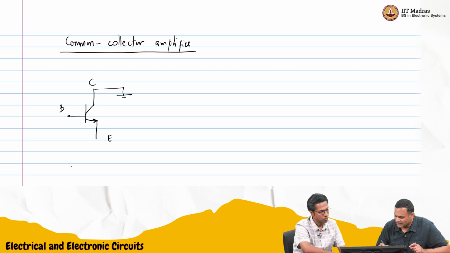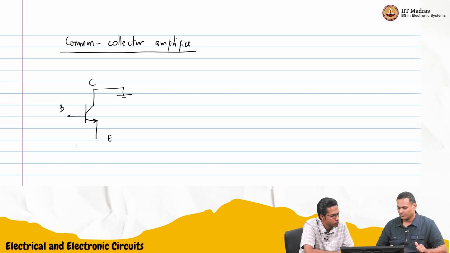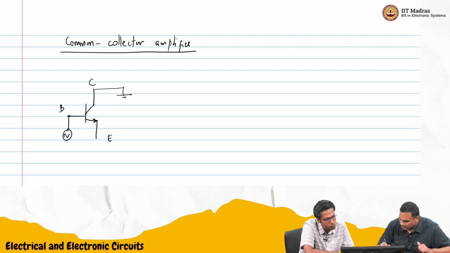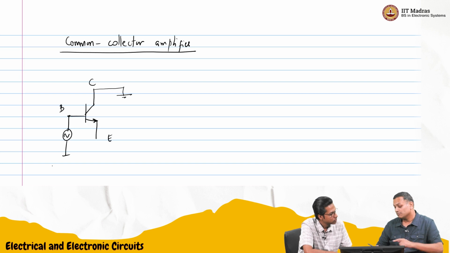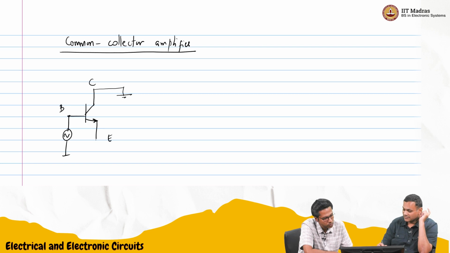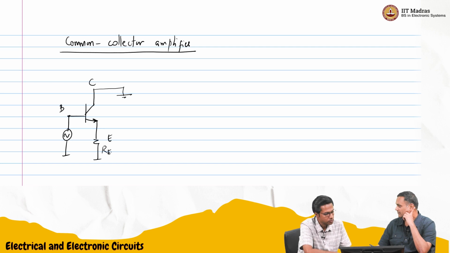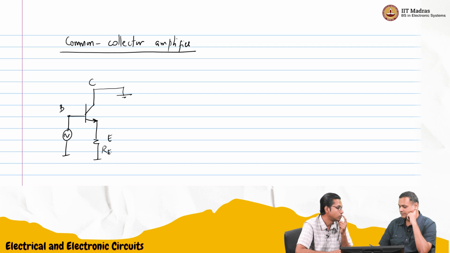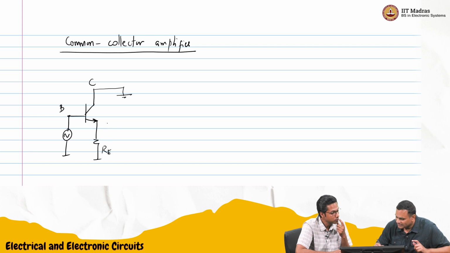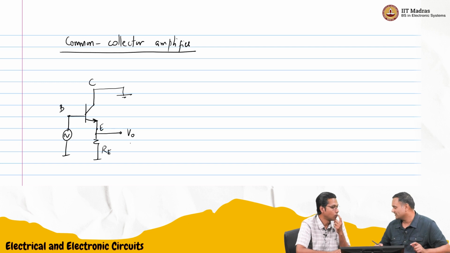Okay. So then we will give the input here, to the base. And now the emitter has the output, no? Can I just connect a resistor here? Maybe RE. Something like this. I can do that. And we will just take the output as a voltage here, at the emitter. Something like this is what I'm thinking.